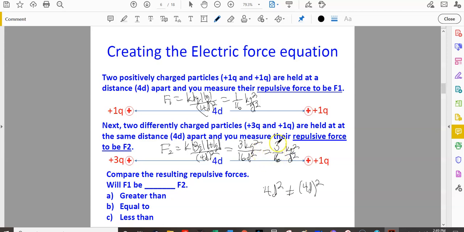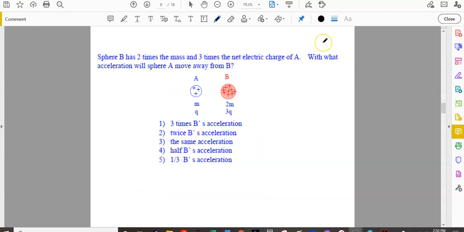So 3/16 is greater than 1/16. Again, F2 is going to be 3 times the size of F1, and that's because this 3Q is directly proportional to the force. The Q's are directly proportional to force, while distance is inversely proportional to force, and it's the square of that. So those are the types of conceptual questions that you're going to be asked at the end of the activity quiz. Let's try another one.